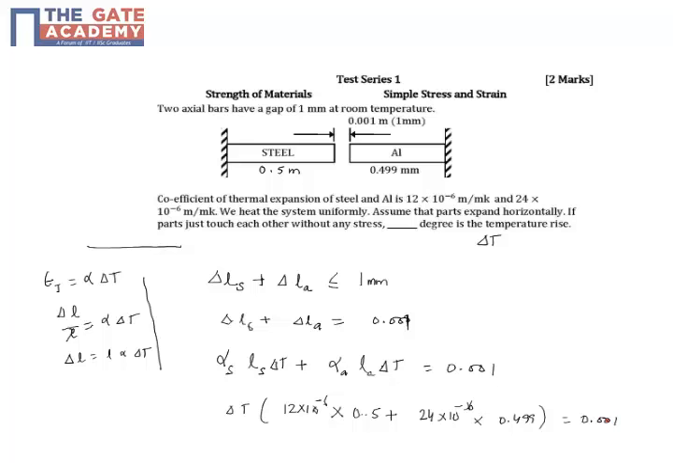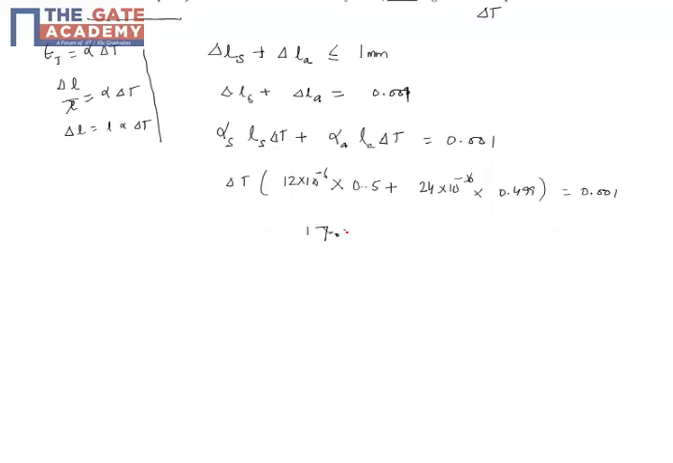If I multiply this, I get 17.976 into 10 power minus 6 delta T is equal to 0.001, and from this delta T comes out to be 55.629. It's more or less 56 degrees Celsius. This is the max temperature rise which you can provide without them touching each other.